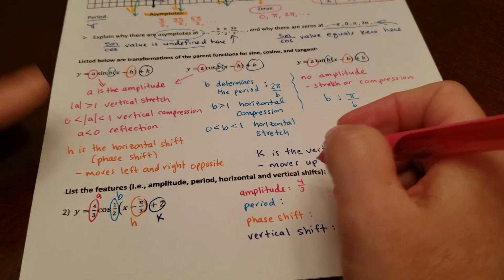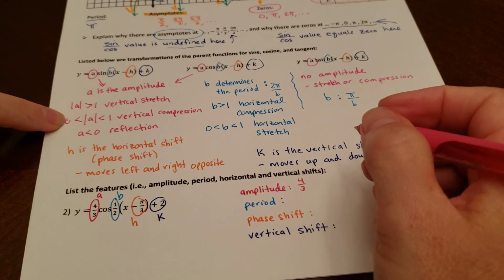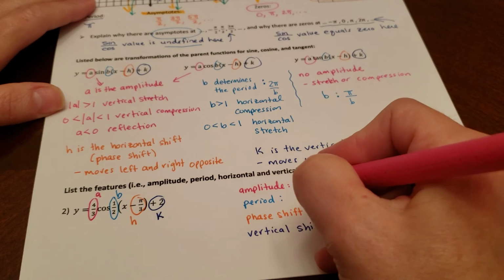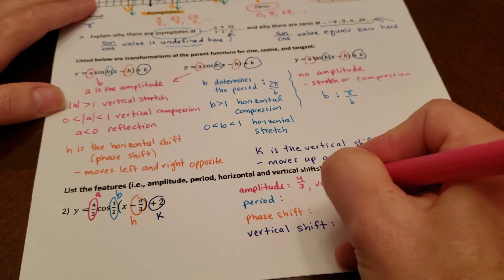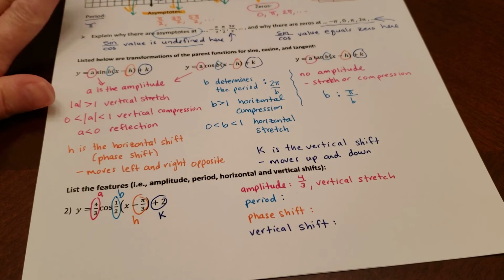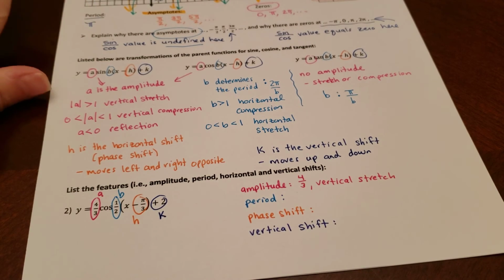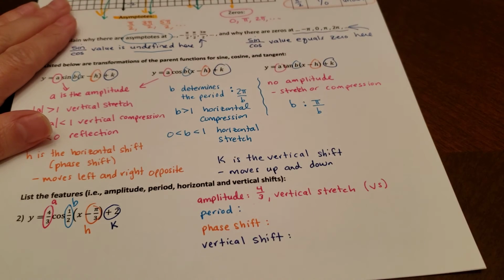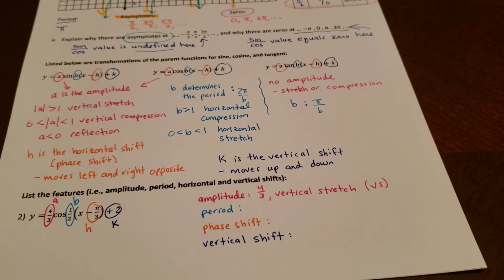So we'll say amplitude 4/3. And then you also want to speak to what that 4/3 does. So 4/3 is up here. It's greater than 1, so you'd say vertical stretch. So 4/3 vertical stretch. Please, some of you only put stretch or compression. Now we have vertically and horizontally, so you can put VS if you want. That would work if you want to put a VS by it. But make sure you put the vertical or horizontal.